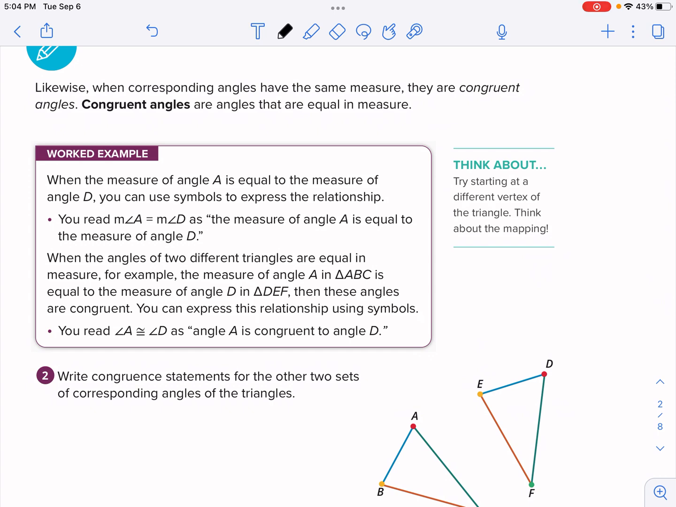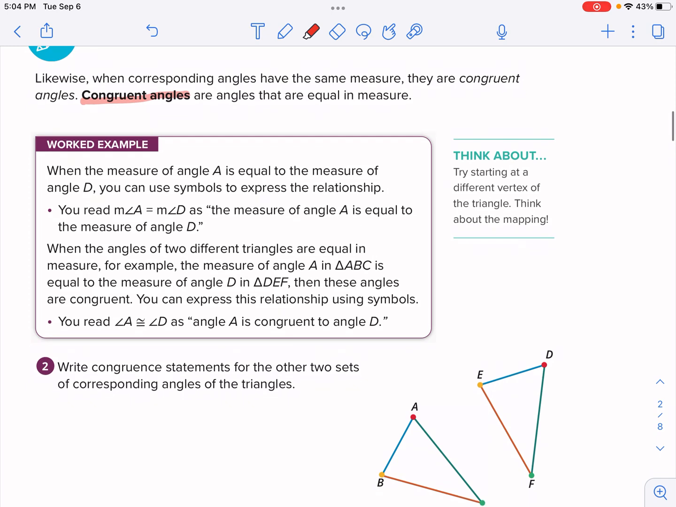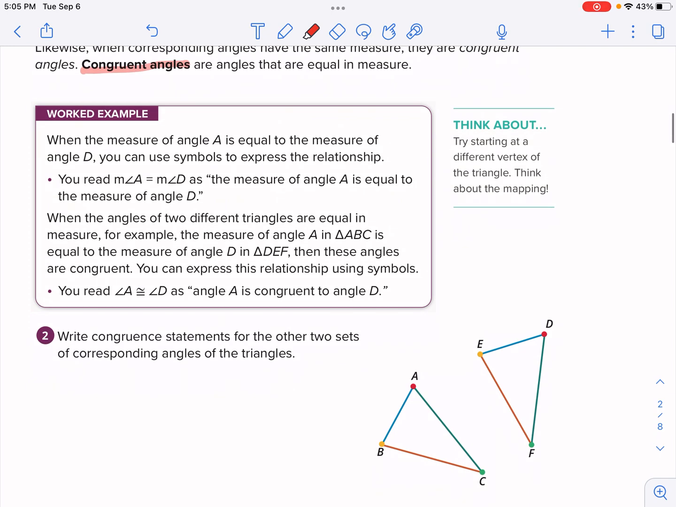So corresponding angles here are angles that are equal in measure. Inside the worked example, we're comparing 2 of these angles here. To note whether two angles are congruent, instead of drawing tick marks, we draw an arc. We'll do that for this first one. This is read as the measure of angle A is equal to the measure of angle D.